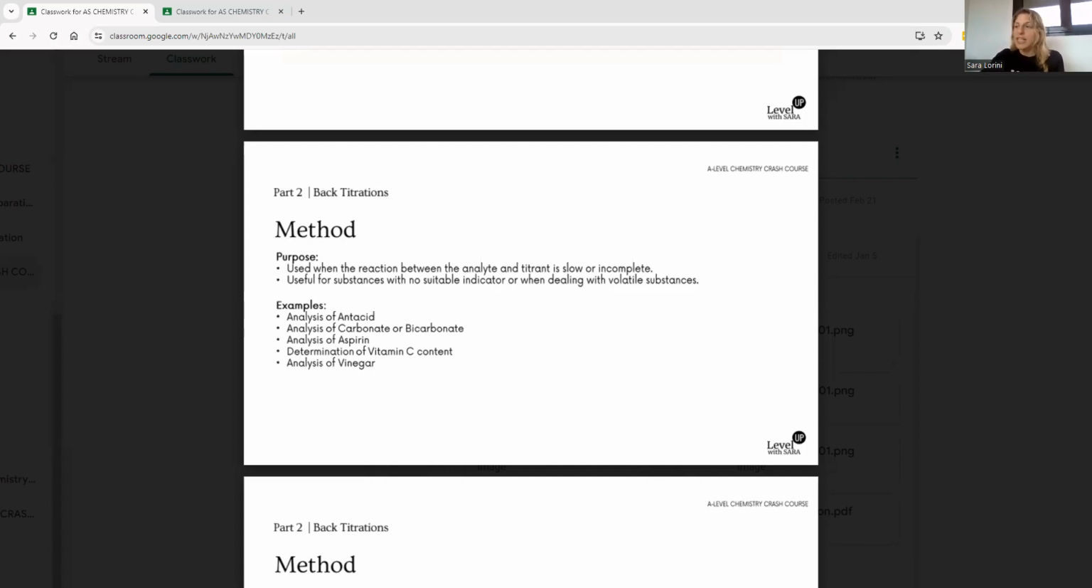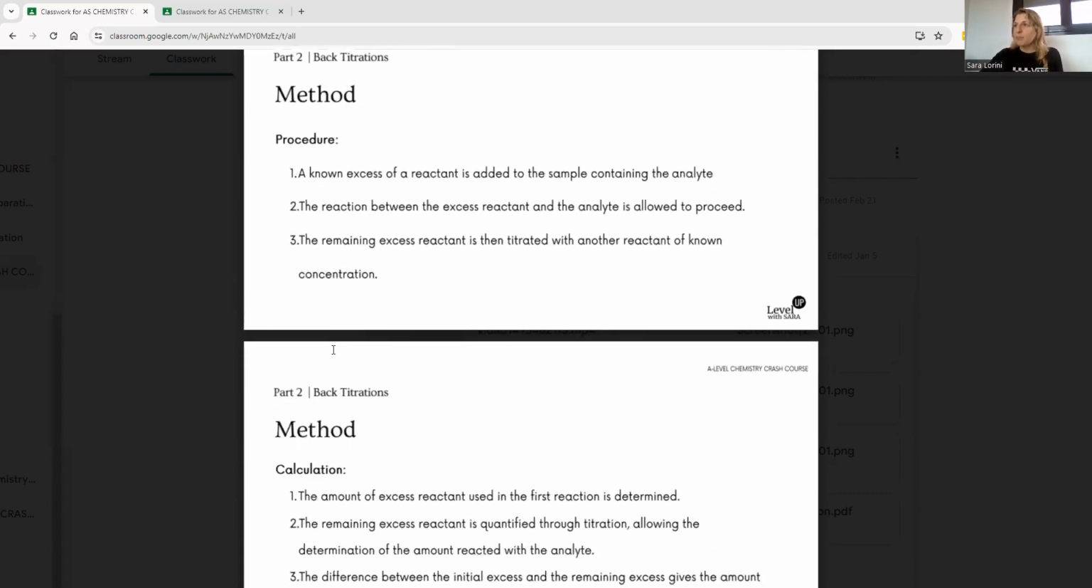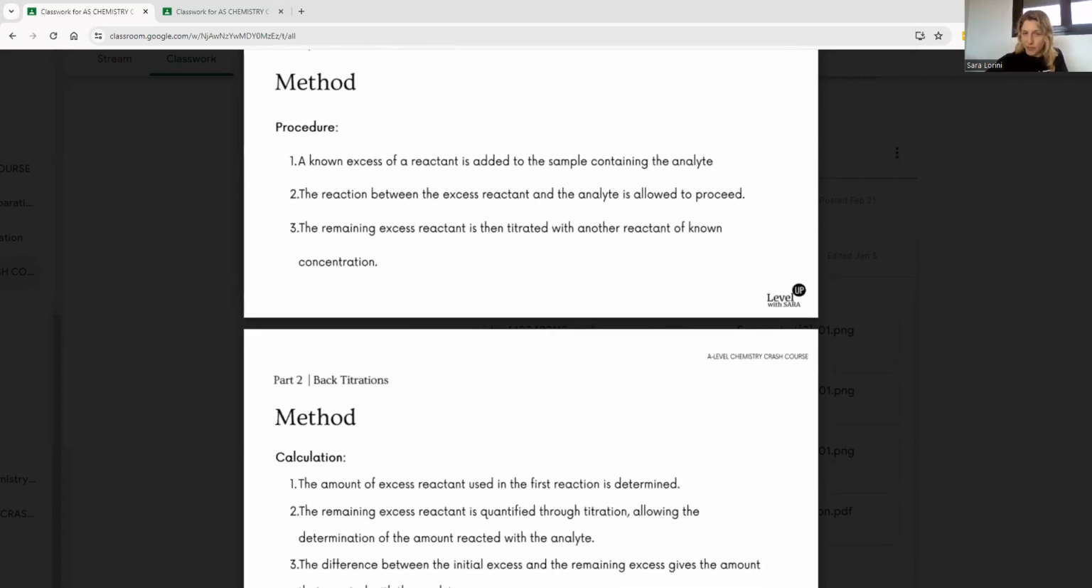So the method of back titration, let's look at the procedure and the calculation. Remember, this is a bit general, but you will see how each question fits. The procedure: an unknown excess of a reactant is added to the sample containing the analyte. The reaction between the excess reactant and the analyte is allowed to proceed. The remaining excess reactant is then titrated with another reactant of known concentration. So first reaction, second reaction. You're going to be able to find the excess reactant. You will have an initial amount so that you can find the amount that reacted.